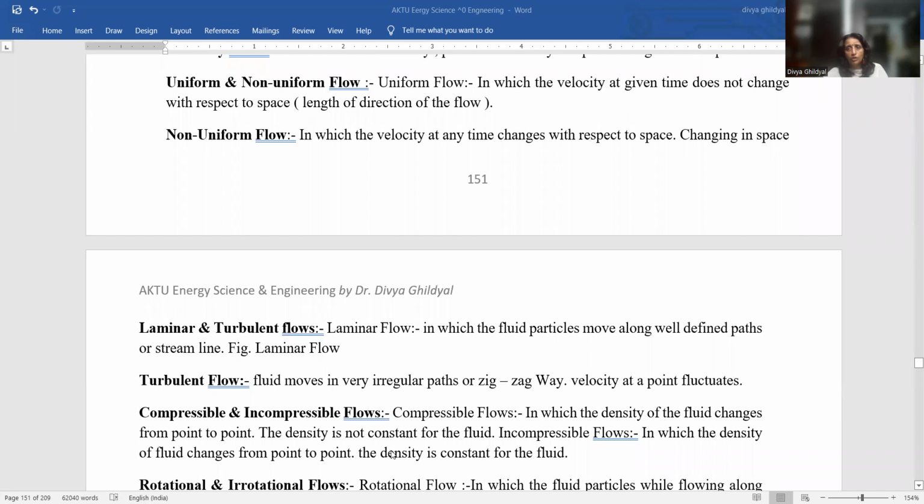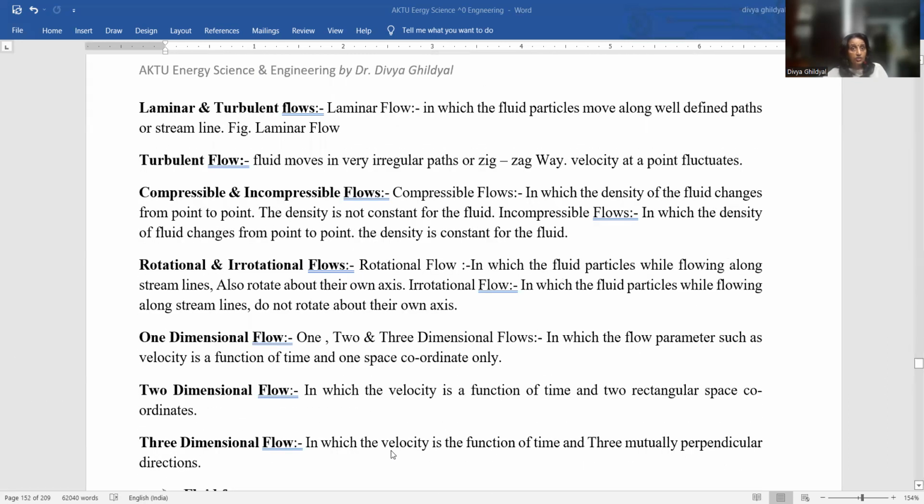Laminar, in which the fluid particles move along well-defined paths of streamline. Turbulent, irregular, zigzag. Compressible, density of fluid is changing, you can compress it. Incompressible, density is not changing. Rotational, fluid particles while flowing along the streamline also rotate about their own axis. Irrotational, they do not rotate.